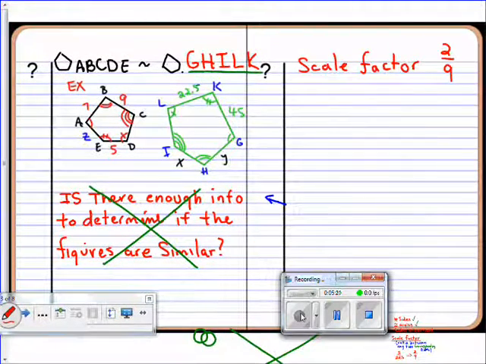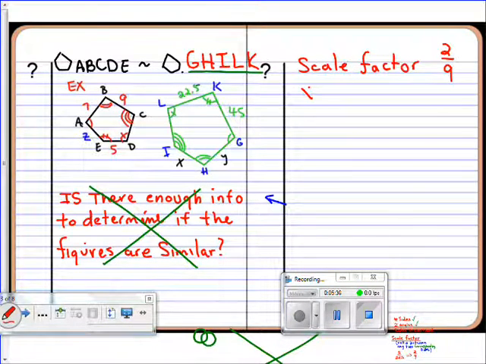So remember that 2/9 is just a simpler version of writing 5 over 22.5. Now I could have used 5 over 22.5, but I like 2/9. And so what I'm going to do is use that scale factor, that ratio between any two corresponding sides, to start solving for x, y, and z.